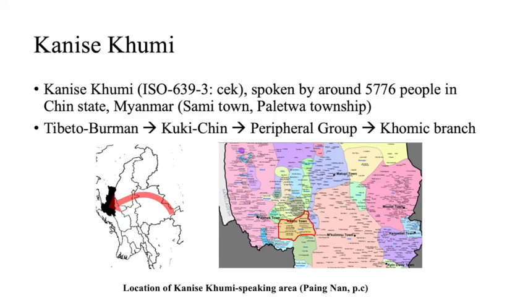The language is spoken by around 5,776 people in Chin State, Myanmar, specifically around the Sami town in Paletwa Township, which is located in the southwestern part of Chin State. The language is a Khumi language or a Khomic language, which is classified under the Khomic branch of the peripheral group, as proposed by David Peterson. Khomic languages are also well attested to be classified under the Kuki-Chin branch, also known as South Central Tibeto-Burman languages.